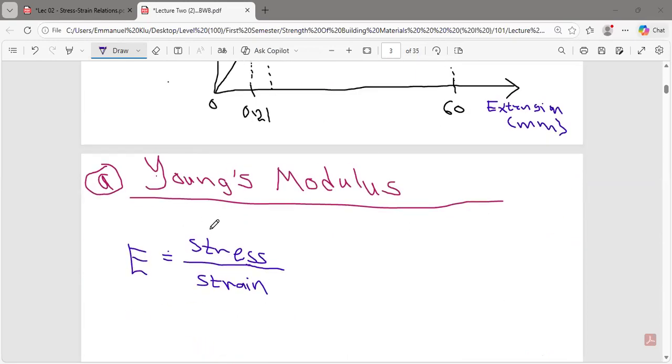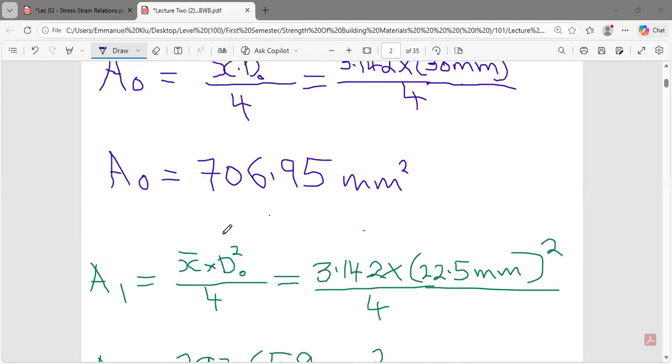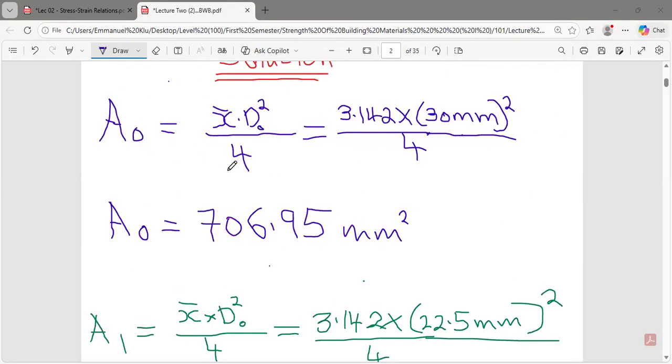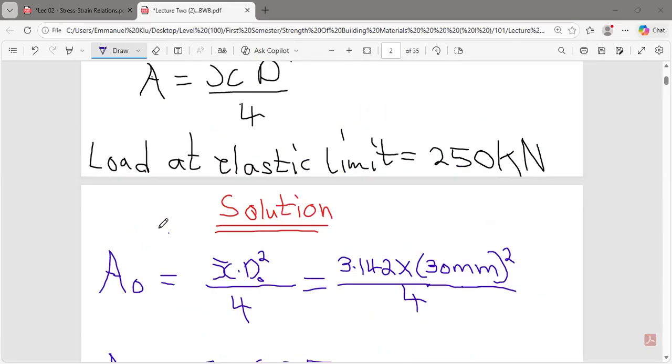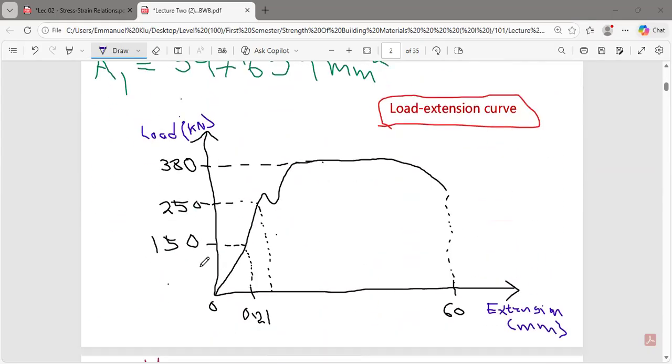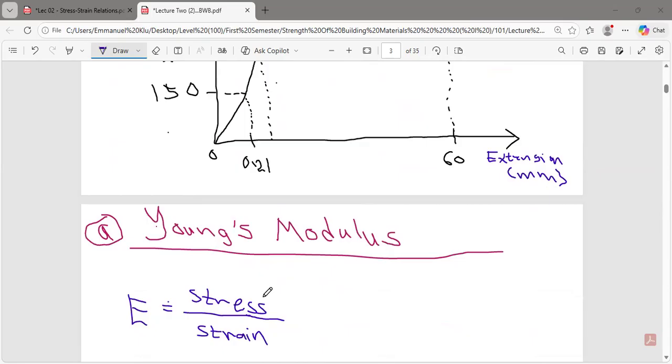We know that our stress is equal to what? Let me say load over area. We've already calculated the area over here. So we are going to use the AO, the original area, because AO must go with the original stress that we are coming to calculate. So what are we going to do in this case?